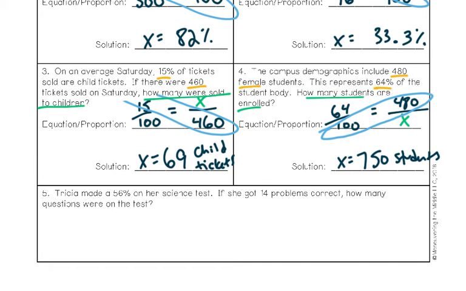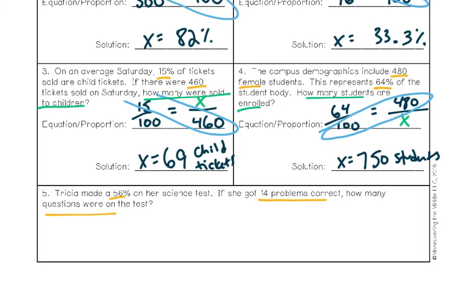Got that problem right? Give yourself a pat on the back. If you didn't, that's okay because number 5 is very, very similar. Trisha made a 56% on her science test. If she got 14 problems correct, how many questions were on the test? So again, I'm looking for a total. So go ahead and see if you can set up the percent equation for this problem. Pause the video now and then press play when you're ready to check.